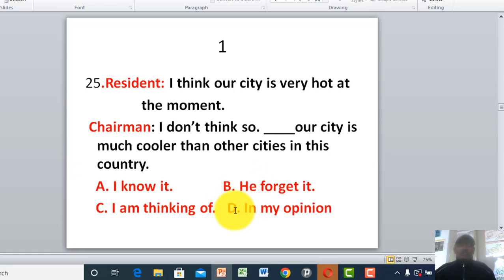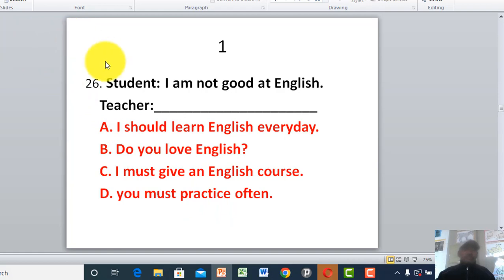So the answer should be D. Interesting. Question number 26. A conversation between a student and teacher. I'm not good at English. And teacher's response is what? I should learn English every day. I should learn. What does I should learn?